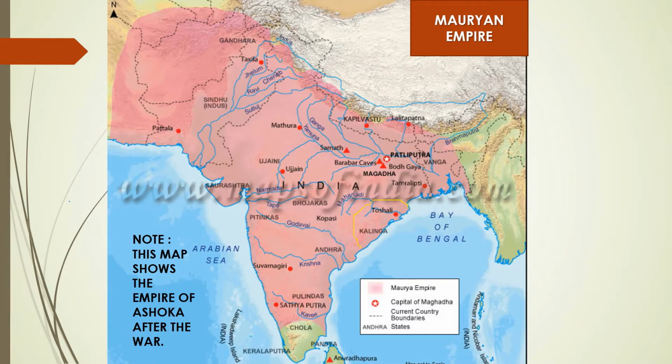Mauryan Empire, with capital as Pataliputra, present-day Patna in Bihar, extended from present-day Afghanistan in the west and covered almost entire Indian subcontinent. According to scholars, the empire wielded 600,000 infantry or foot soldiers, 30,000 cavalry or soldiers on horseback, and 9,000 war elephants. Mauryan Empire was extremely vast and powerful during the rule of Ashoka.